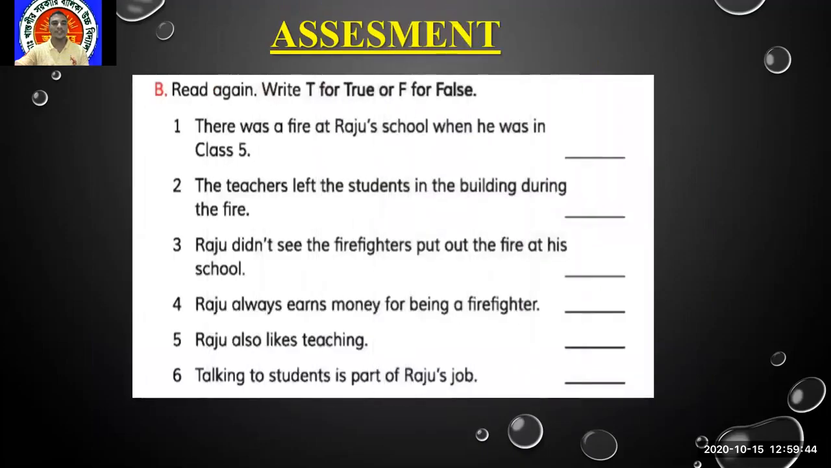Now, assessment number 1. There are true or false questions from the passage. There are 6 sentences. Write T for true or F for false.